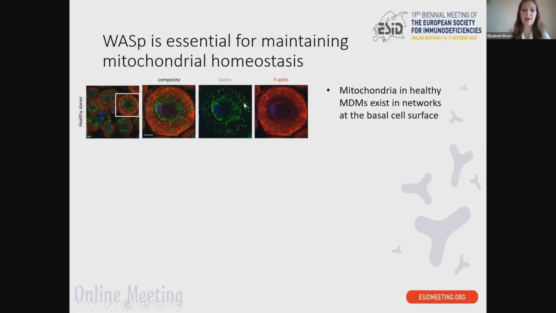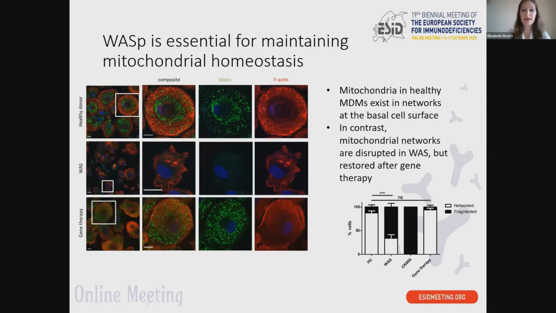So you can see here mitochondria as highlighted in green. In the healthy, macrophages exist in networks at the basal cell surface. And quite strikingly, what we saw at rest, macrophages from Wiskott patients were quite markedly different in their morphology, showing a much more fragmented appearance. And this morphology was completely restored following clinical gene therapy.